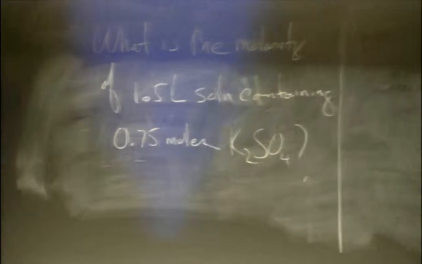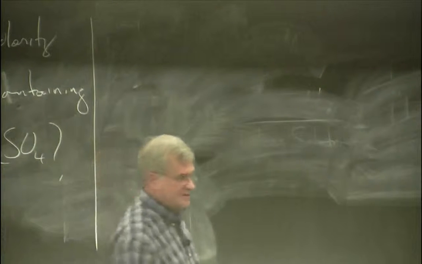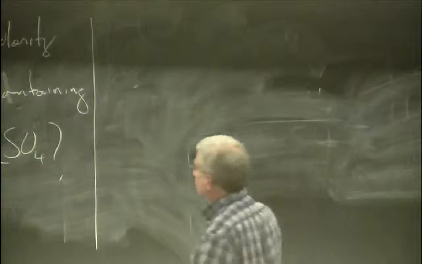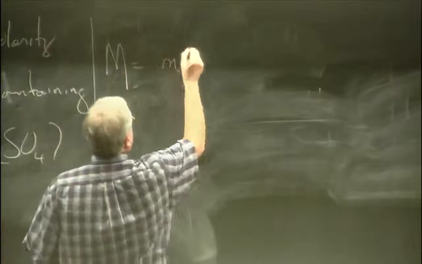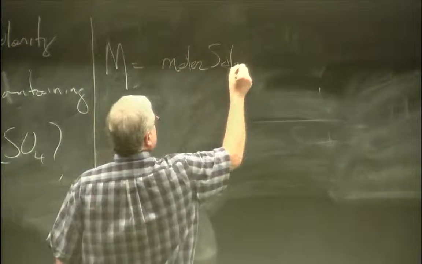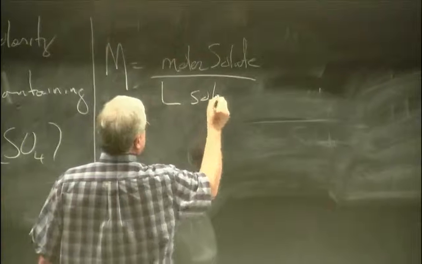Okay, let's move this over here and do the problem. Okay, I see what we got here. We have 1.5 liters of solution, 0.75 moles of what we can interpret as the solute. We're talking aqueous chemistry throughout this chapter. Recall that molarity is just going to be moles solute, that's an EU rather, liters solution.